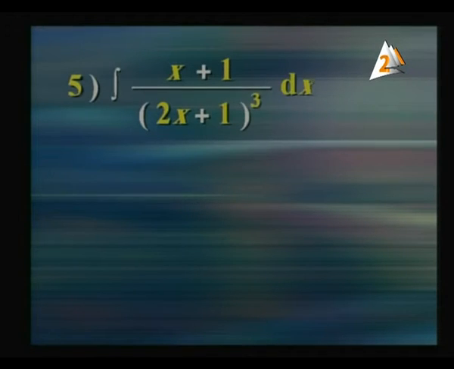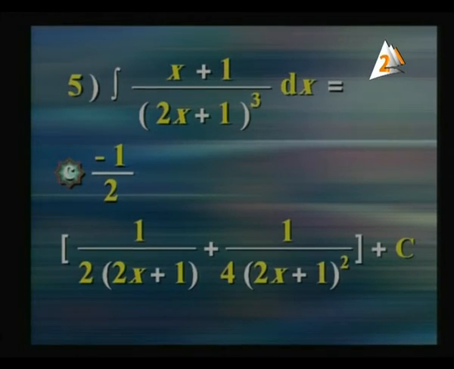What is the answer? Dear student, look at the integration of x plus 1 over 2x plus 1 to the power 3. We multiply x by 2 and add. This answer is number C, negative half multiplied by the bracket 1 over 2 multiplied by 2x plus 1 plus 1 over 4 multiplied by 2x plus 1 to the power 2 plus C. That's the correct answer, number C.